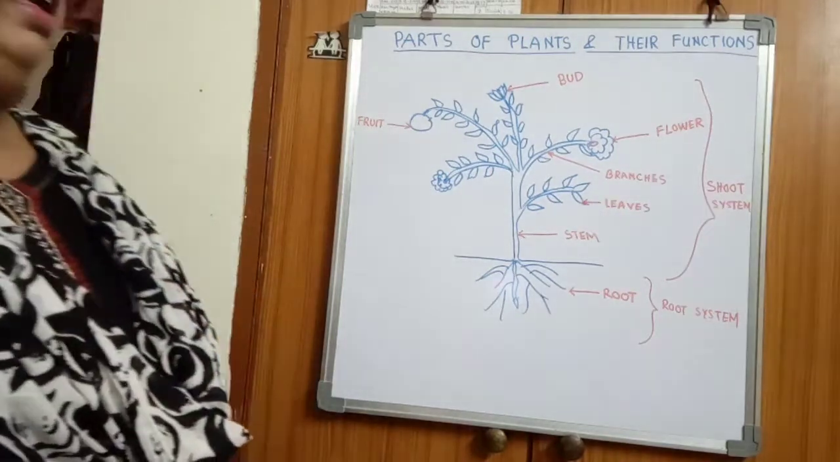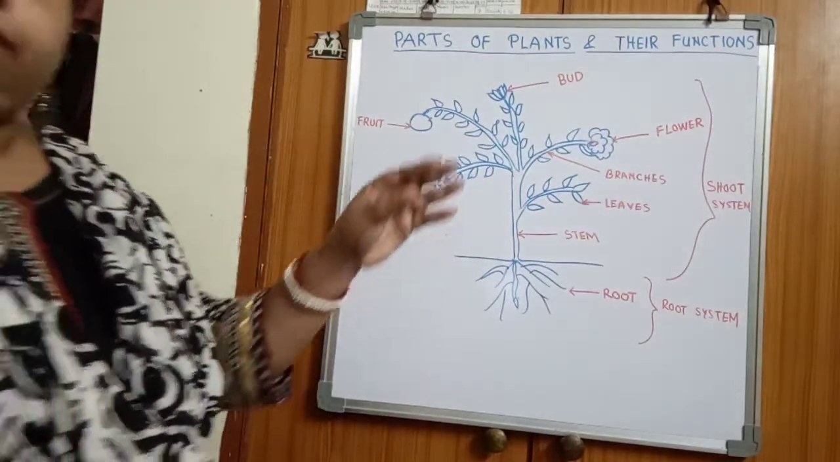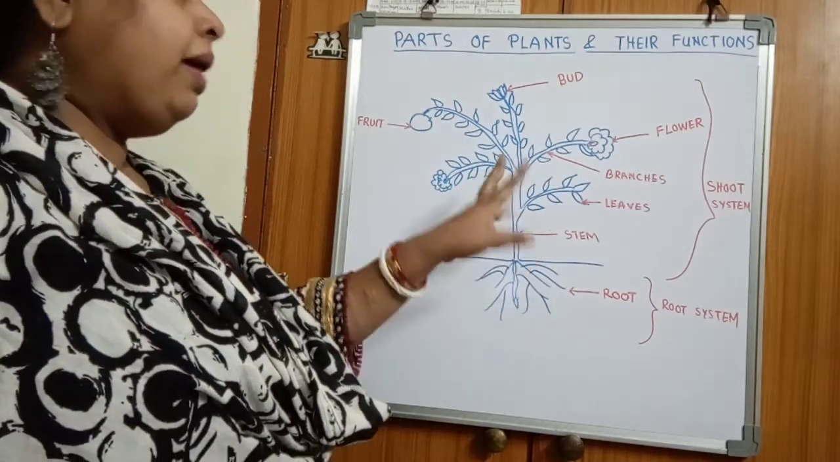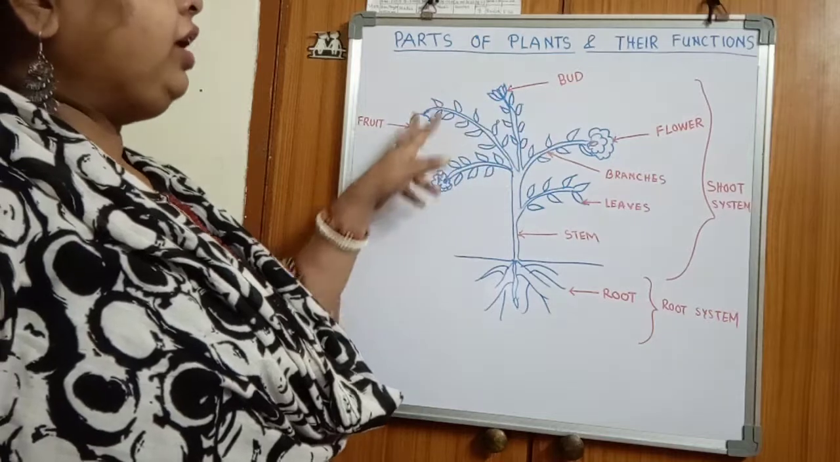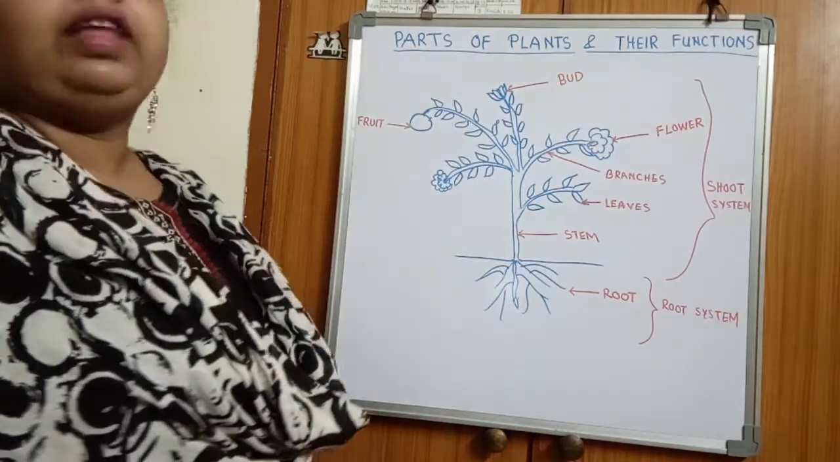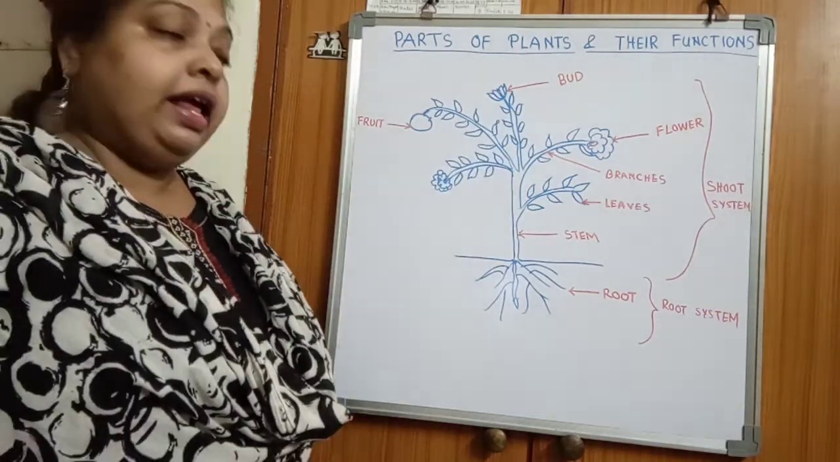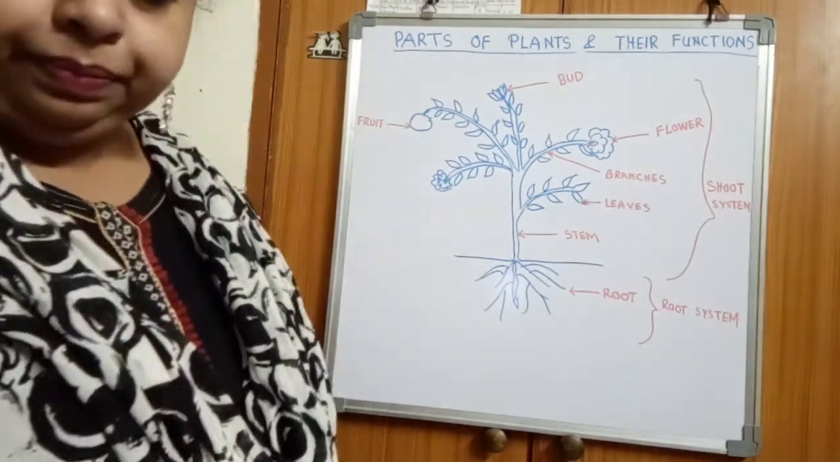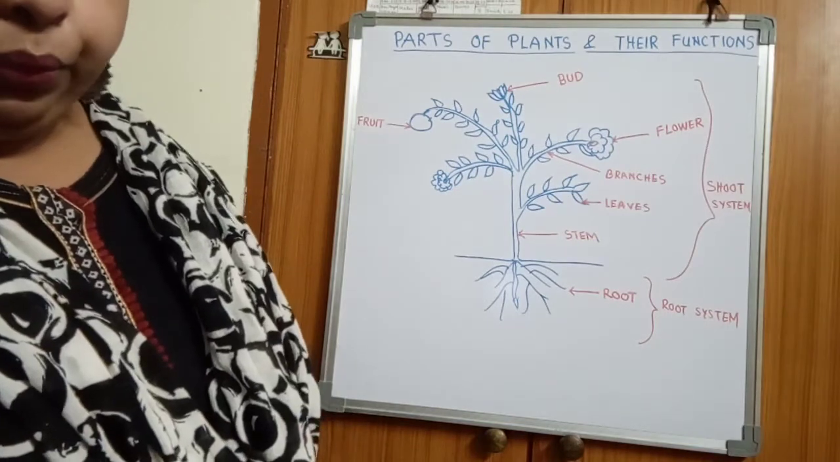The third point is, after the food is prepared by the leaves, again the stem helps in transporting it to all the other parts of the plant. The stem helps in transporting the food to other parts. Okay, up to this. Now again we'll see.